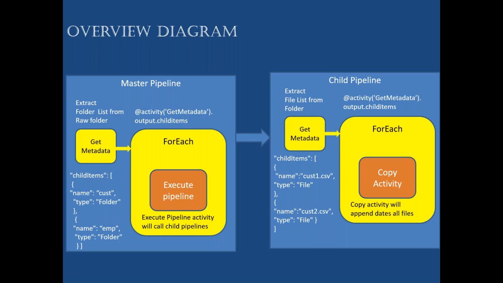But ultimately, see, first you pass cust, next you pass EMP, next you pass transaction, and so on. You can call this child pipeline as many times as you want, based on the number of folders that you have in the raw folder. Clear? Any doubts in this? If you are clear, half an hour is completed. We can do the lab in the next 30 minutes.